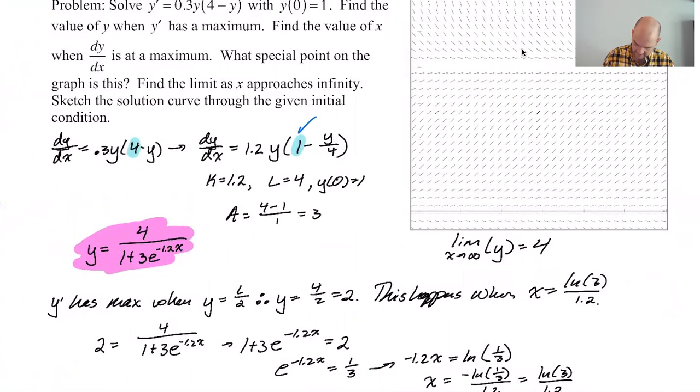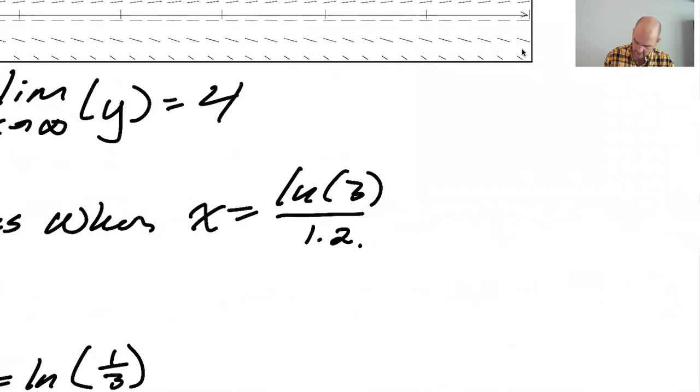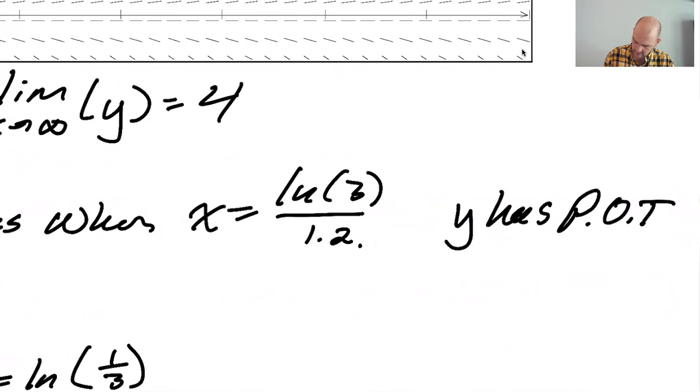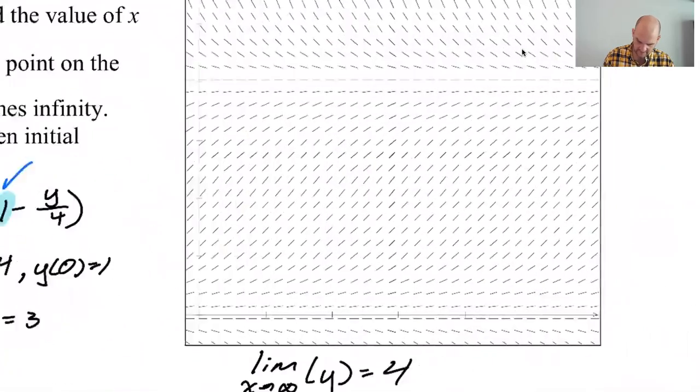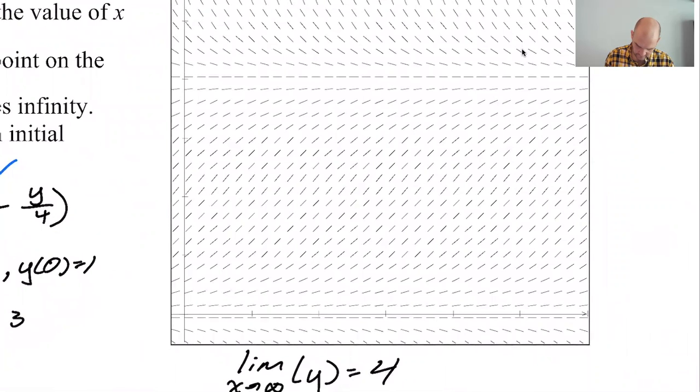Point of inflection. Y has a POI at the natural log of 3 over 1.2, comma 2. And then sketch the curve. All right, so let's see. I think this is like 1, 2, 3, 4.